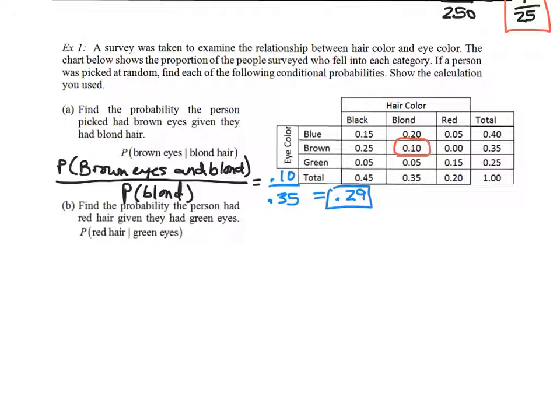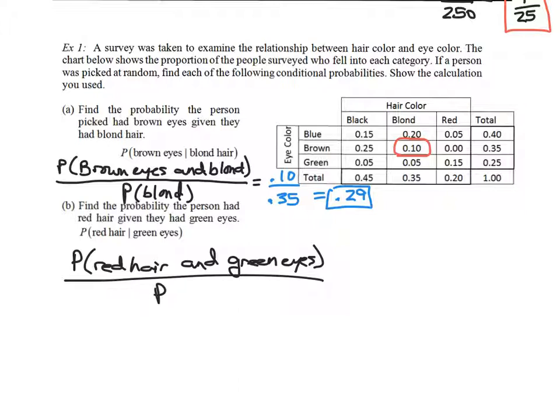Let's look at part B where it says find the probability the person had red hair given that they had green eyes. So the probability I'm trying to calculate is the probability of red hair given that the person has green eyes. So I need to know the probability of having red hair and also green eyes. So I always want to do the and in the numerator. But then we're going to divide by the probability of having green eyes because we're specifically saying what happens if I know the person that I've selected already has green eyes.